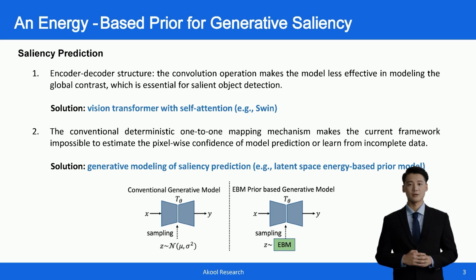The goal of the above two modules is to achieve a mapping function from the input image space to the output saliency space. Two main issues exist in the conventional deep saliency frameworks. First, the sliding window-based convolution operation makes the deep saliency model less effective in modeling the global contrast, which is essential for salient object detection. Second, the one-to-one deterministic mapping mechanism makes the current framework unable to estimate the pixel-wise confidence of model prediction. Also, deterministic methods usually do not have stochastic property. It is hard to learn from incomplete data.